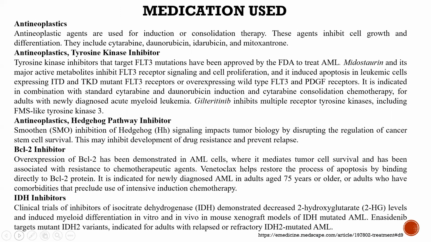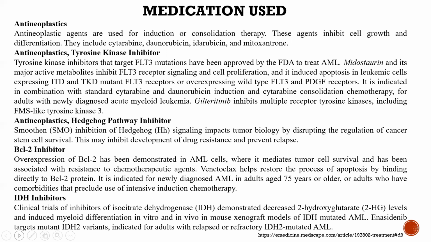Medications used for additional treatment in patients with acute myeloid leukemia are represented by antineoplastic agents that are used for induction or consolidation therapy. These agents inhibit cell growth and differentiation. They include cytarabine, daunorubicin, idarubicin, and mitoxantrone. Also, patients can be treated by antineoplastic tyrosine kinase inhibitors that target a specific type of mutation.